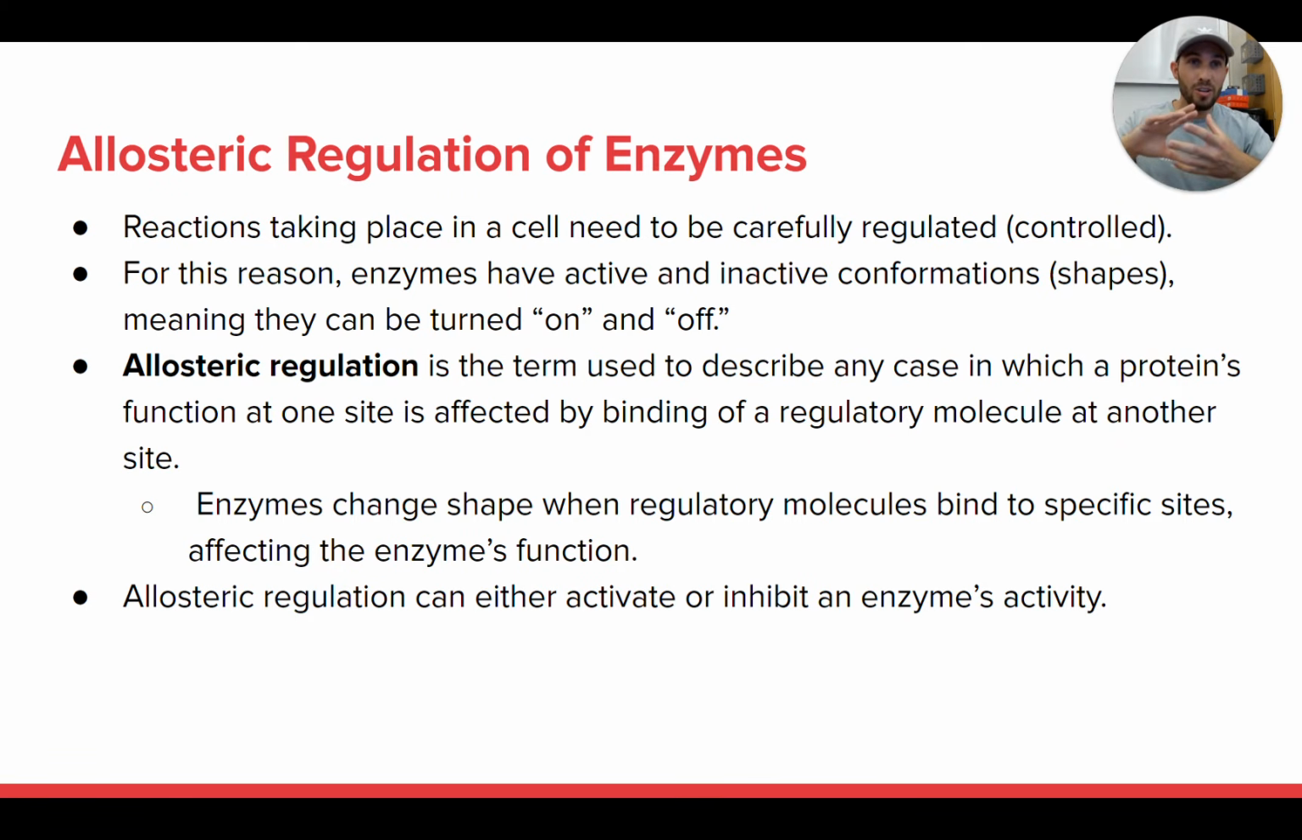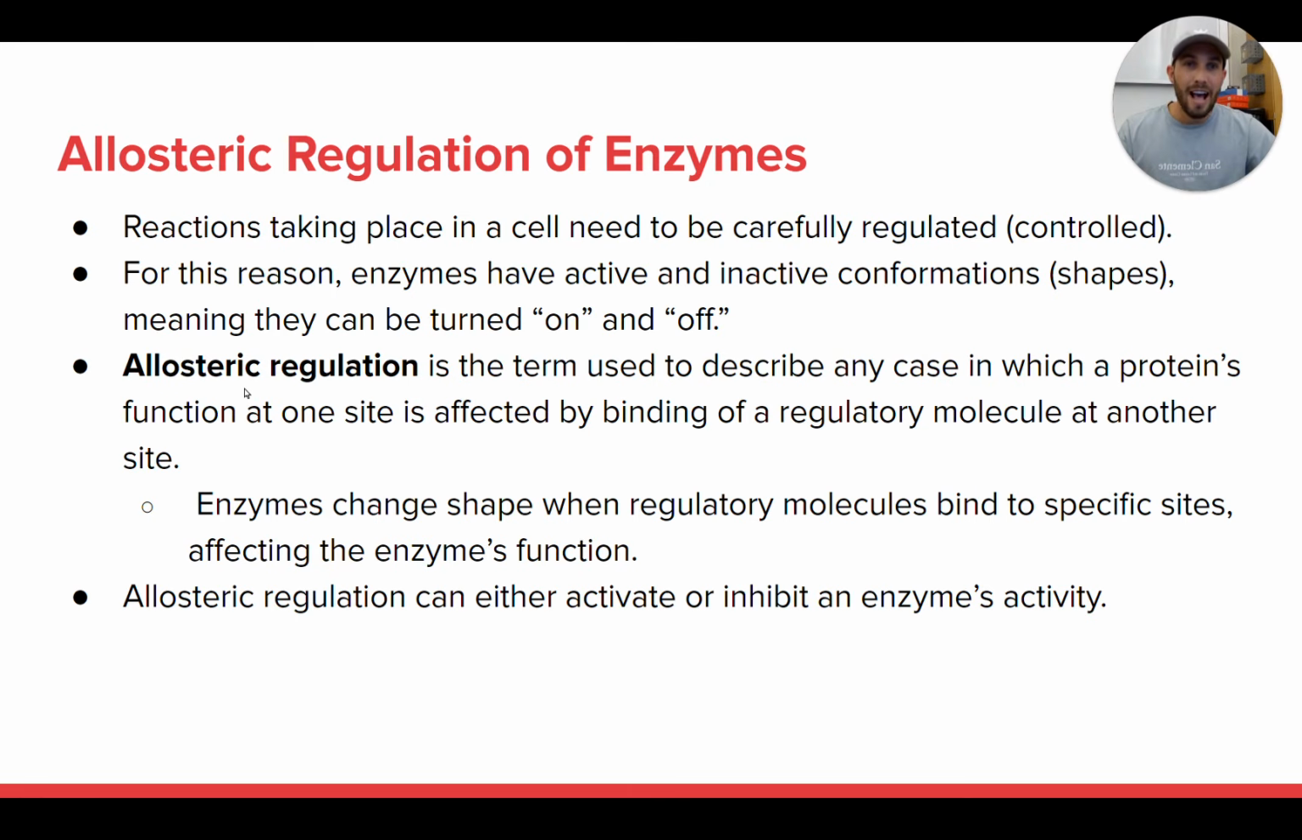So enzymes have a certain shape that they take on when they're active, and they're using their active site that's binding to the substrate and catalyzing a chemical reaction. But then those same enzymes can change shape in a way where the active site is no longer able to bind to the substrate, and then it's not catalyzing those reactions. So think about the enzymes as having the ability to turn on or off depending on if they're in their active conformation or their inactive conformation.